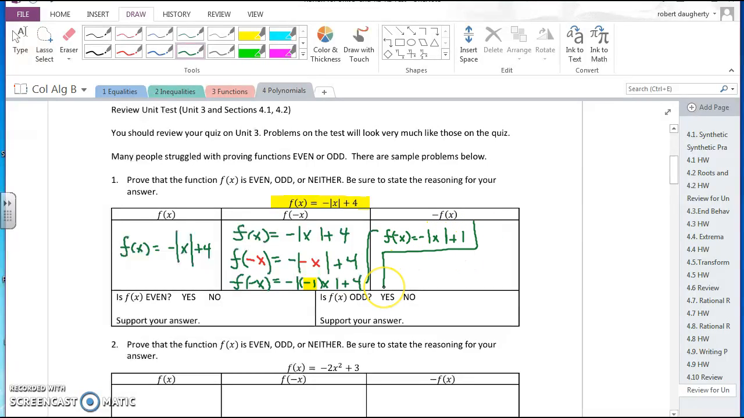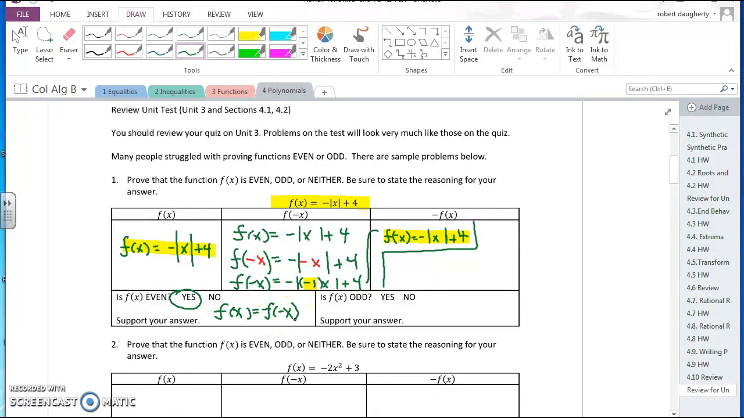So f of x is negative absolute value of x plus, and sorry, I don't know where I got a 1 from. That is a 4. So negative absolute value of x plus 4. Now what I see is that f of negative x equals f of x. So that means this is an even function. Why is it even? It's even because f of x equals f of negative x.